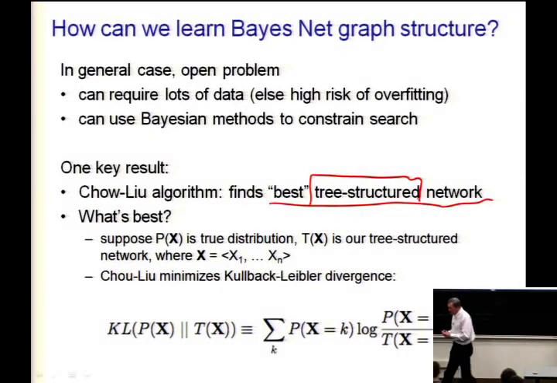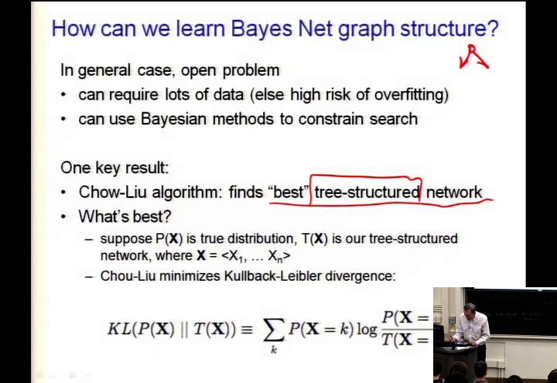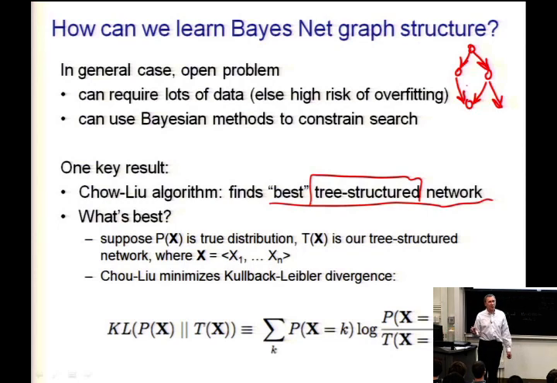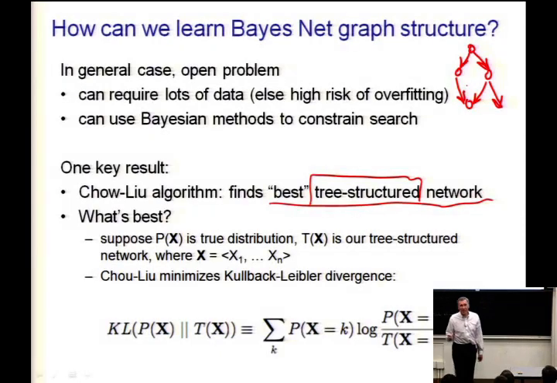And first of all, what do I mean by a tree-structured network? Of course, a BayesNet is always a DAG. It's always a directed acyclic graph. But it's not always necessarily a tree. There's a DAG. That's a directed acyclic graph. All the edges are directed. There are no directed cycles. But obviously, that's not a tree.